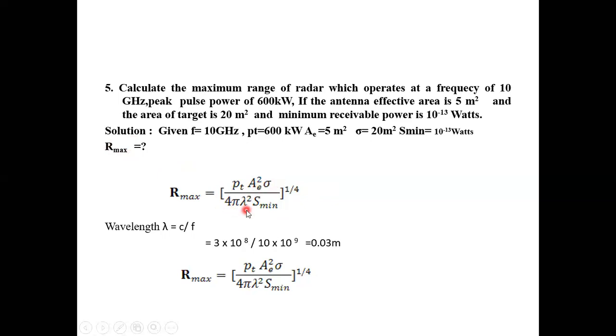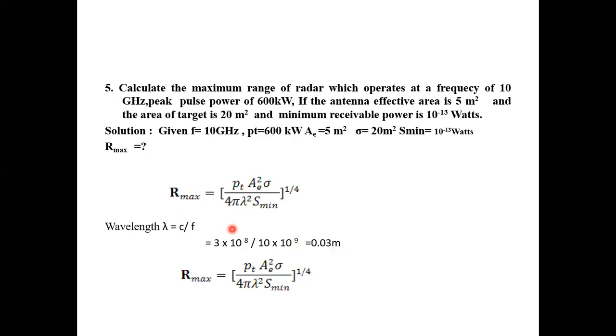So overall, the maximum range Rmax can be given as Pt AE square sigma divided by 4 pi lambda square S min, whole to the power of 1 by 4, where the wavelength is given by lambda equal to c by f. So overall, we can calculate lambda as 3 into 10 to the power of 8 divided by 10 into 10 to the power of 9. That calculation we have to do first with the help of these parameters. So the wavelength is 0.03 meters.